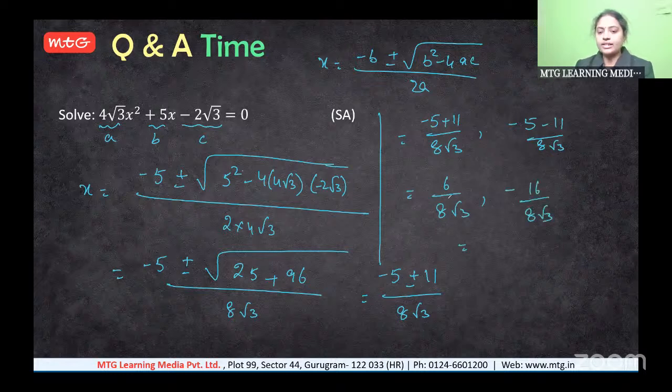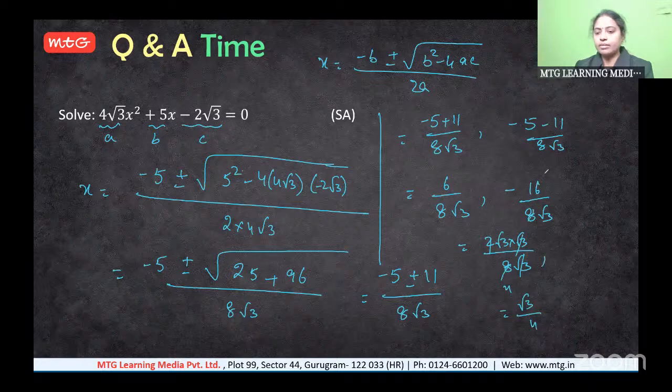So if you solve this here, 6 I can write as 2 root 3 into root 3 by 8 root 3. So if you solve this, I will get root 3 by 4. And here, this becomes minus 2 by root 3.